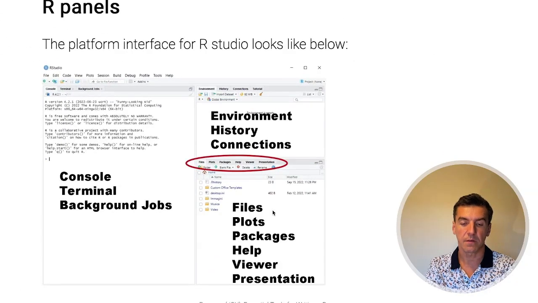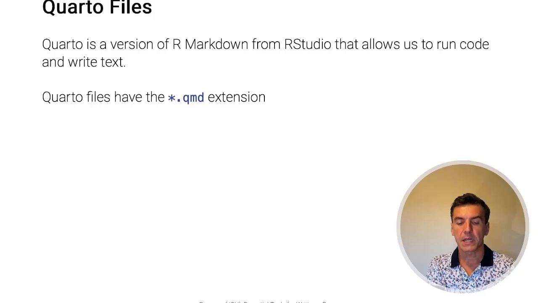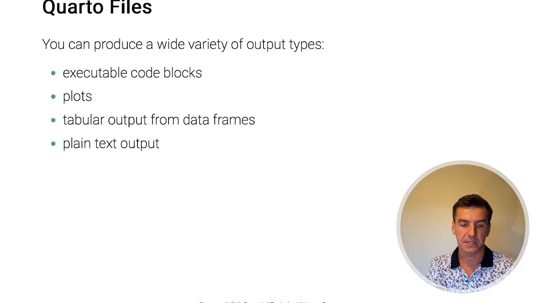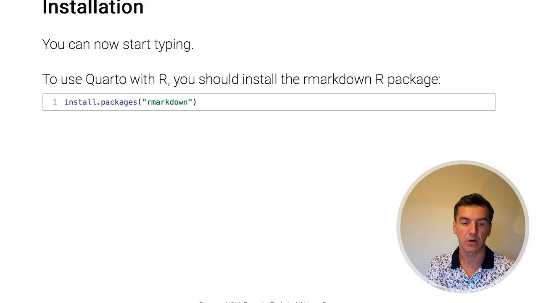And then these 5 tabs represent files, plots, packages, help, viewer, and presentation. Quarto documents typically have a QMD extension. Quarto allows us to produce executable code blocks. It allows us to produce graphs. It allows us to produce tables, but also plain text output.